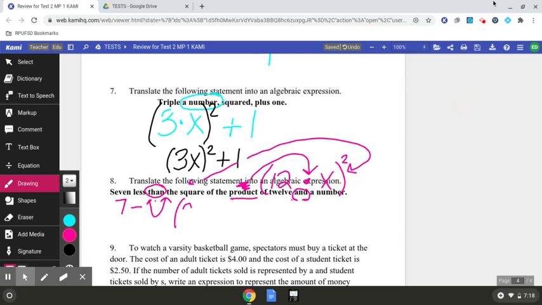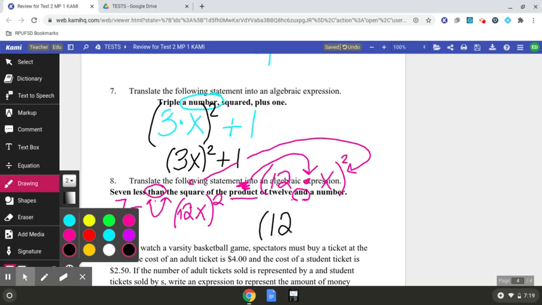So the 12x would go in parentheses, and then the squared would go on the outside. So when we rewrite this and we do our actual switch, it would be 12x squared minus 7.